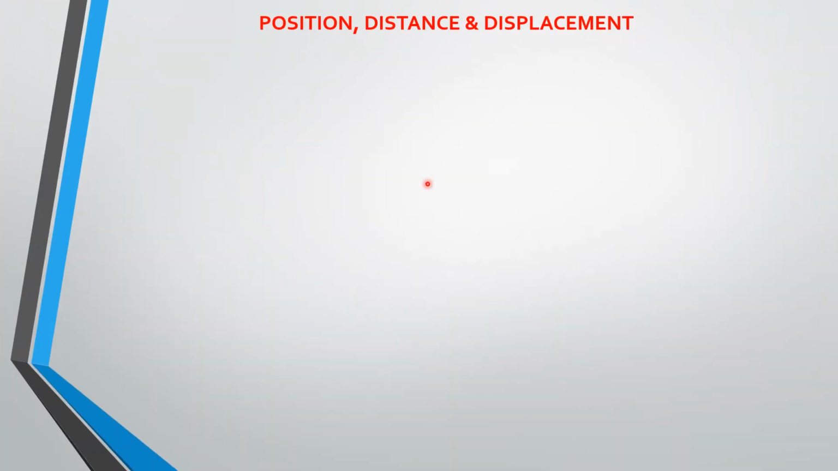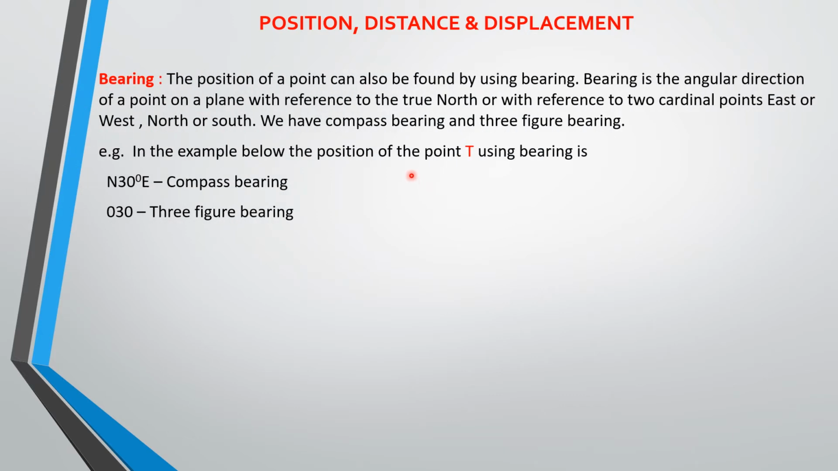You can also locate the position of an object through the bearing. Yes, you can locate the position of an object through the bearing of the object. So the bearing is the angular direction of a point on a plane with reference to the true north, or with reference to two cardinal points, east or west, north or south. There are two types of bearing.